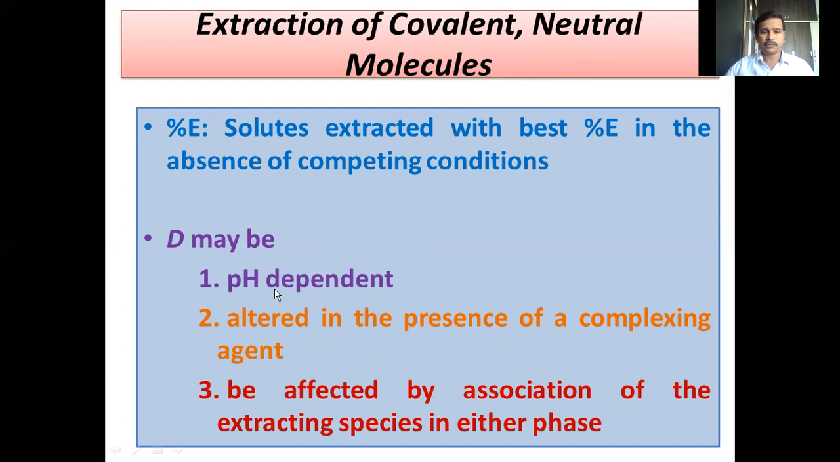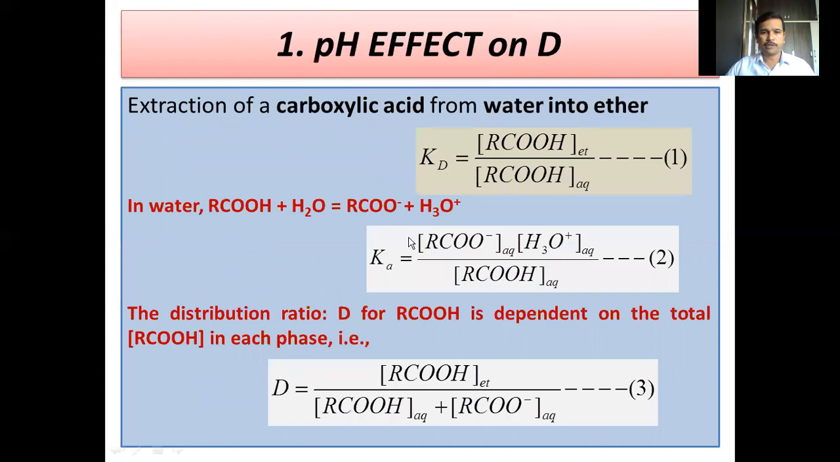So these are the three factors: pH, dependency for a solute with respect to its D value when it is extracted into organic solvent, and in the presence of complexing agent, the D value may be varied, and even because of the association of the solute. Association means even two molecules of the same solute may associate together to form a different kind of product, and that the product may influence the variation in the D value. So let us discuss one by one.